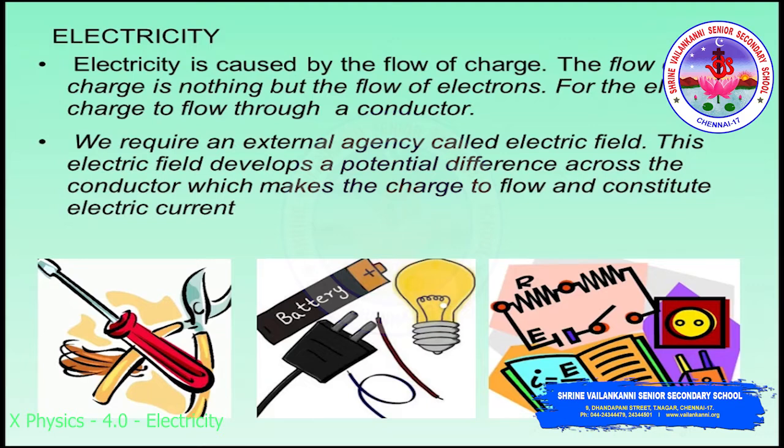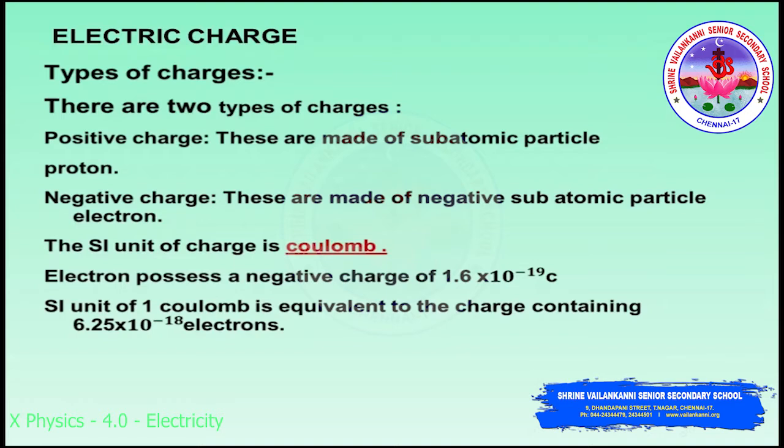For the electric charge to flow through a conductor, we require an external agency which is called an electric field. This electric field develops a potential difference across the conductor, which makes the charge flow through it, and this constitutes an electric current. You may now get an idea about how electricity develops, right?